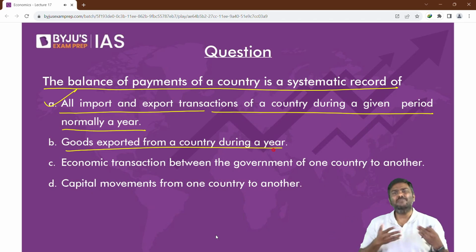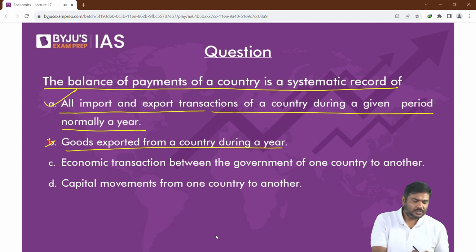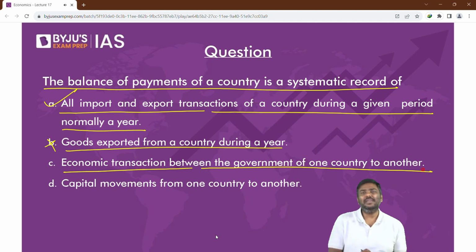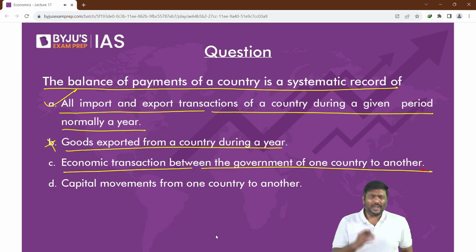Goods exported from a country during a year. Please tell me, is it balance of payment? If I export goods from India, is it balance of payment? No, it is part of balance of payment. It is just a part of balance of payment. So B is wrong.